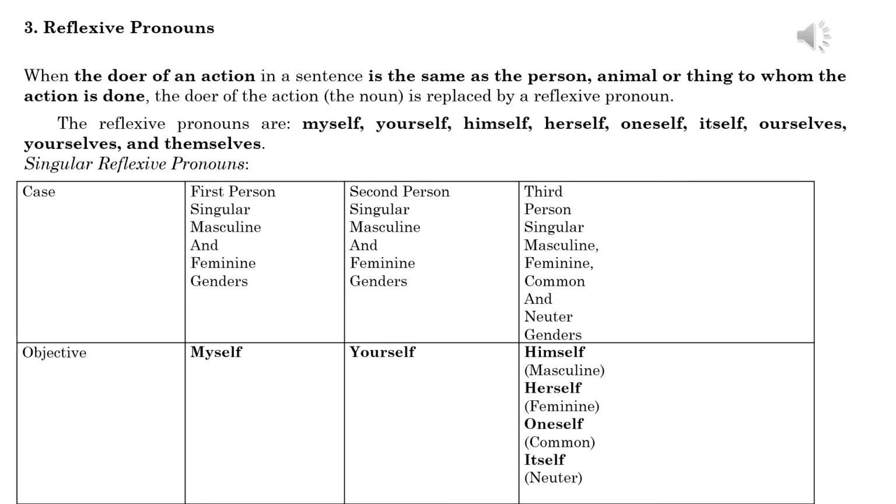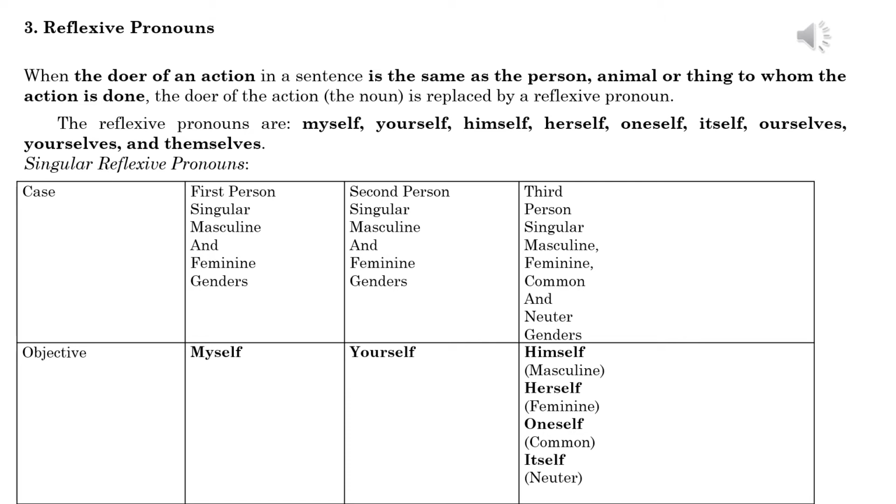Three, reflexive pronouns. When the doer of an action in a sentence is the same as the person, animal, or thing to whom the action is done, the doer of the action, the noun, is replaced by a reflexive pronoun. The reflexive pronouns are myself, yourself, himself, herself, oneself, itself, ourselves, yourselves, and themselves.